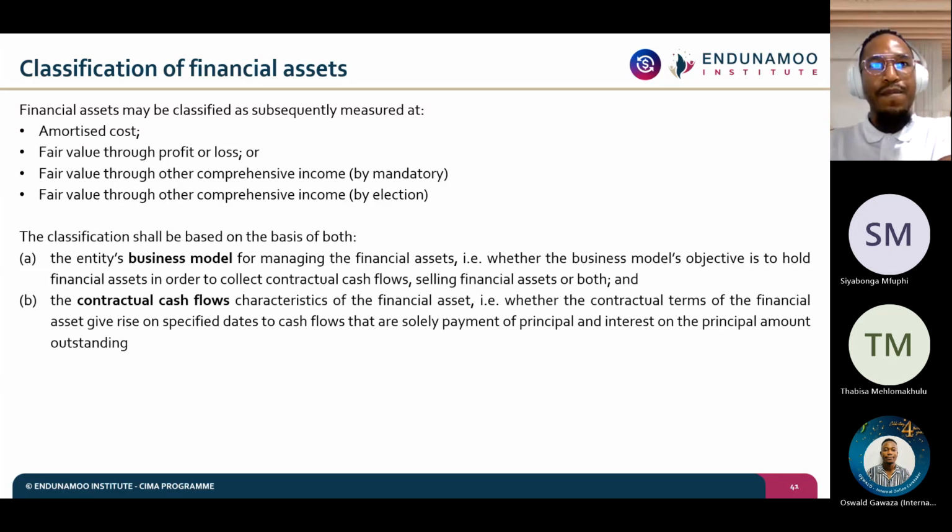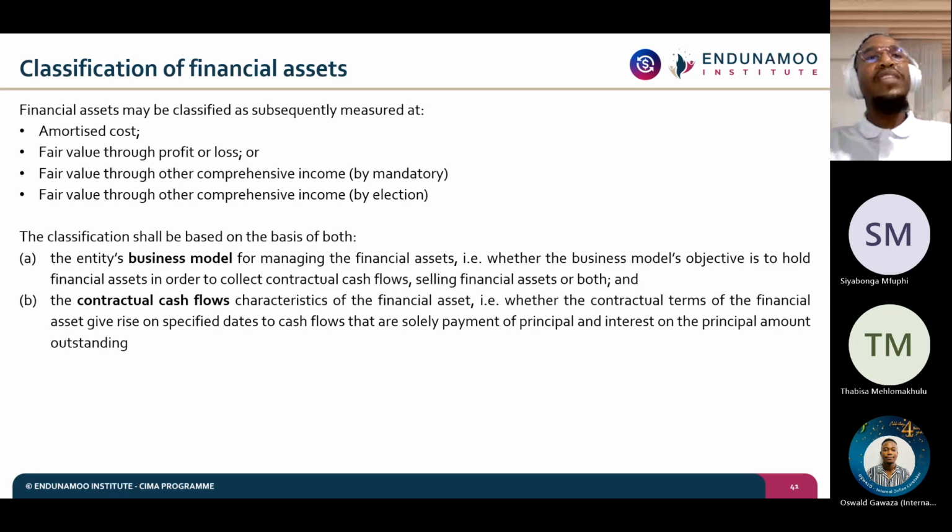The classification of these financial assets is often, and here when we talk financial assets classification, it's important for us to distinguish between financial assets that are equity of another entity, i.e., investments in shares, versus financial assets that are debt instruments.